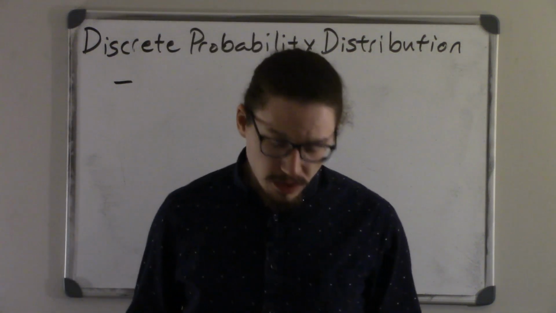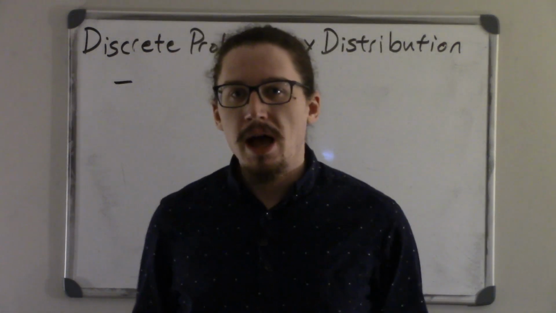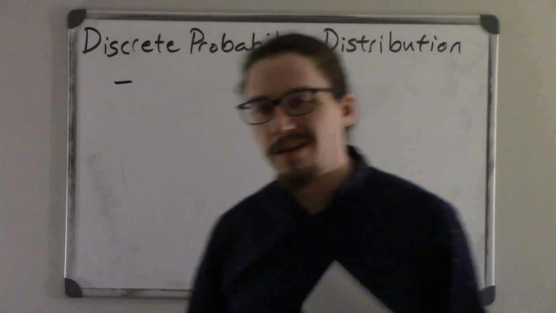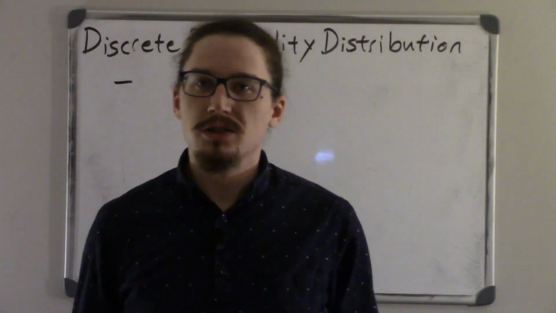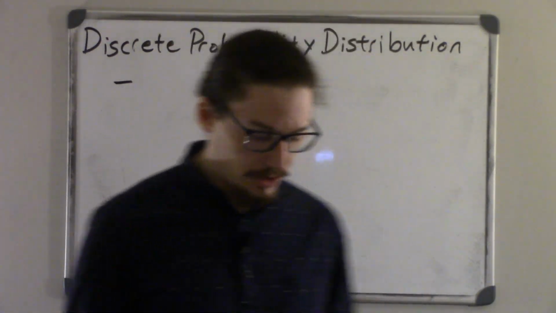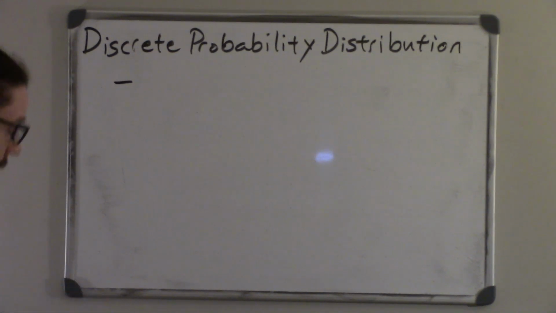In this video, we are going to continue our discussion on discrete probability distributions, and we are going to be really digging into those, just getting a standard definition, as well as looking at some of the properties of a discrete probability distribution. All right, so let's start by getting that definition up here.